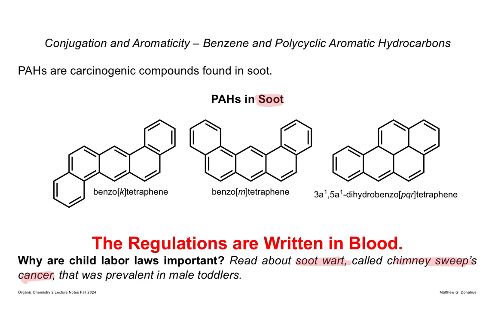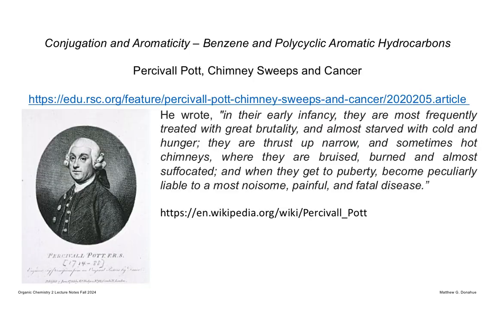Back in the 1800s, this was a real issue because people lived in houses with chimneys. The chimneys get dirty, and then they don't exhaust the gas from the fire efficiently. And so these are just PAHs of different linear and angular structure. This gentleman, Percival Pott, basically recognized what the issue was.